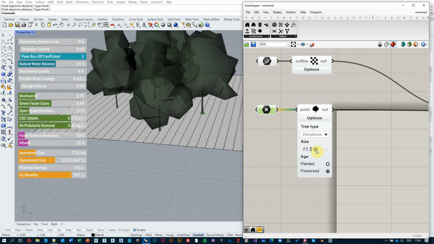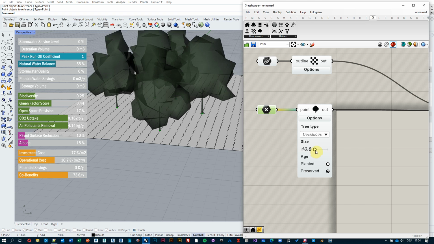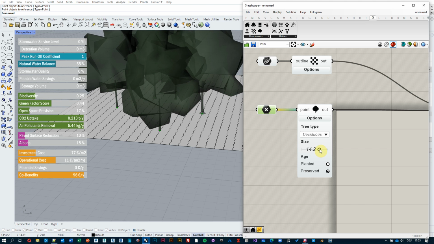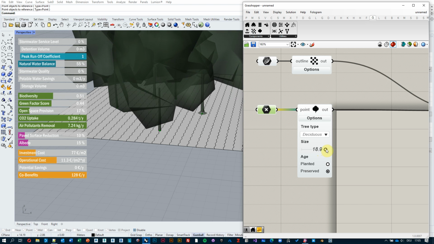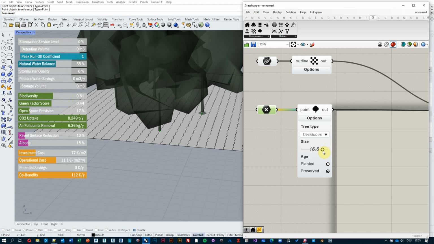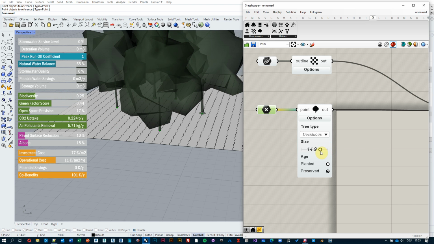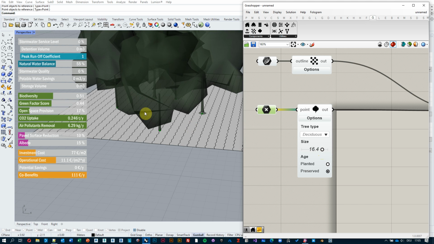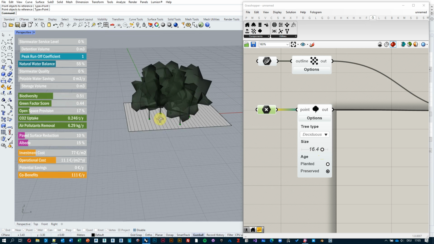And then the next threshold value would be around 10 meters. So everything above 10 meters is treated as a medium-sized tree for the green factor score. And for the biodiversity factor and the green factor, we need to go above, I believe, 15 meters. Over here, yes, biodiversity, and then we are talking big trees.